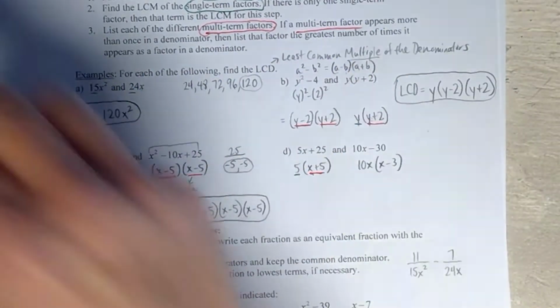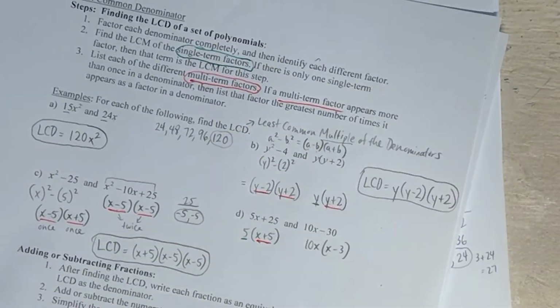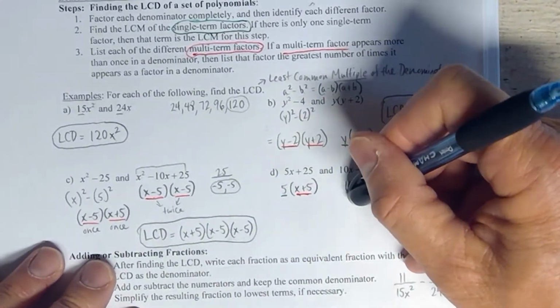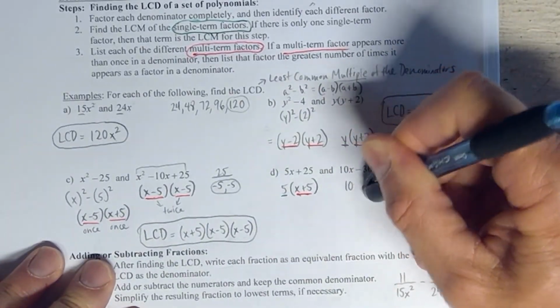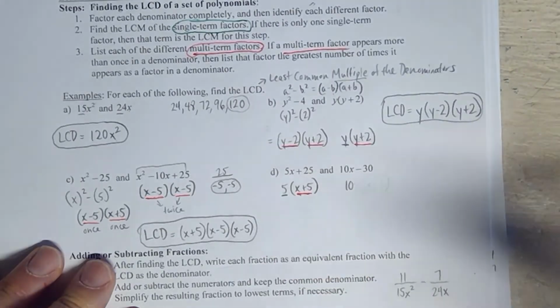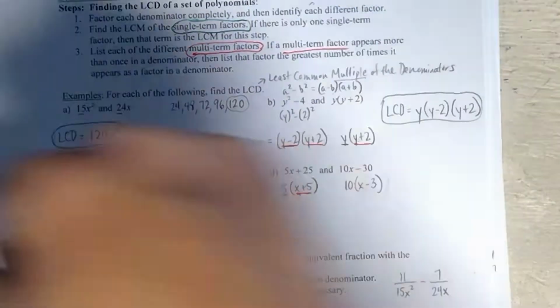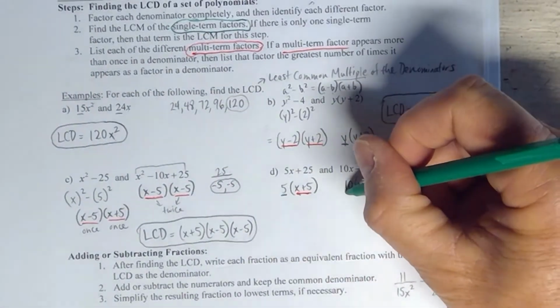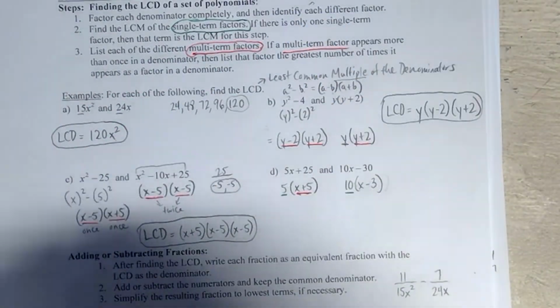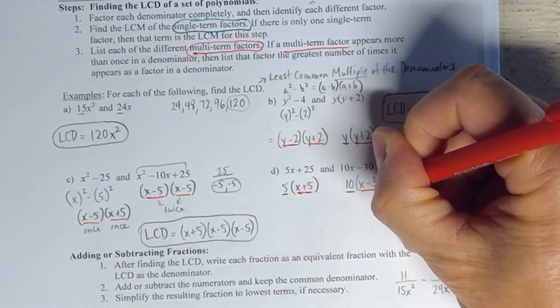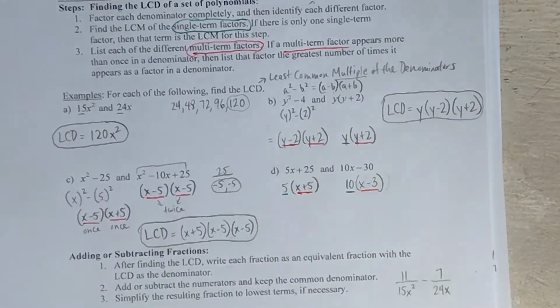Same thing here. I'm sorry, I messed up there, didn't I? I didn't mean to write that 10 right there. I'm sorry, I didn't mean to write the X right there. There we go. So that again is a green one and a red one because of the GCF.